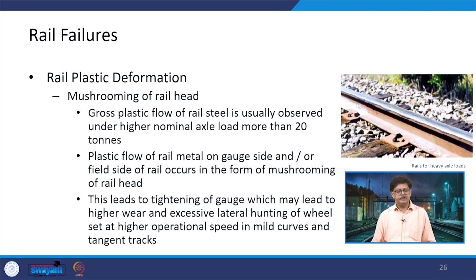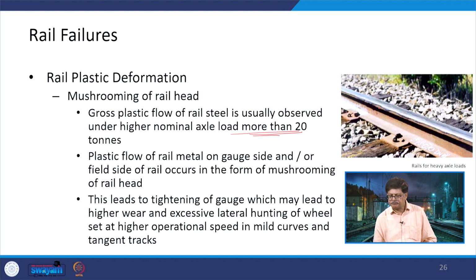Now, what is mushrooming of the rail head? Let us look at that. The gross plastic flow of the rail steel is usually observed under higher normal axle load, more than 20 tons. We have discussed previously that these types of things are going to happen when 20 tons or more than 20 tons loads are being applied here. Now, plastic flow of rail metal on the gauge side and or the field side of the rail occurs in the form of mushrooming of the rail head.